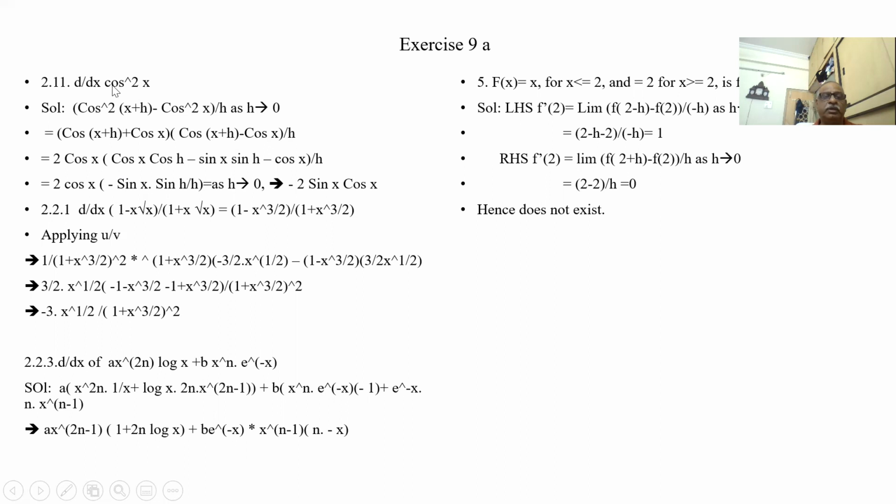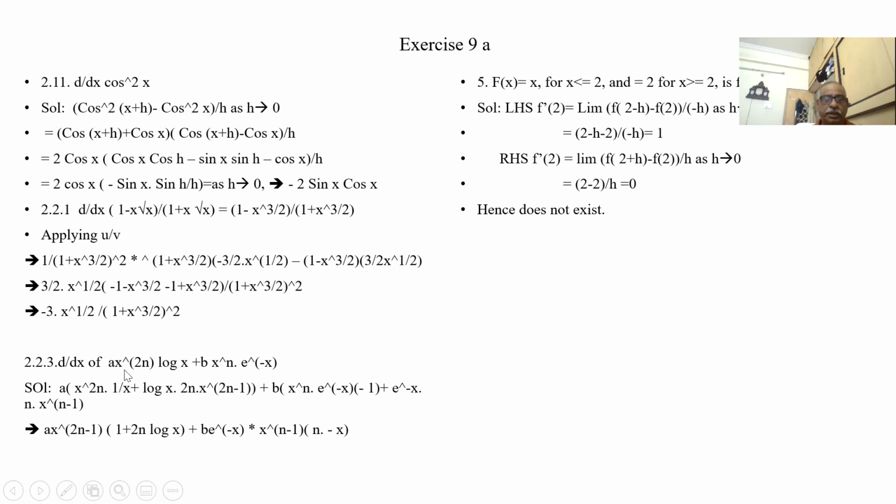Otherwise, what is cos square x? Cos square x is (1 plus cos 2x) by 2, from 1 minus 2 sin square x is cos 2x. So 1 plus cos 2x by 2. When I differentiate, cos 2x gives minus sin 2x into 2, the 2 getting cancelled. So minus sin 2x I am getting. This is from fundamentals.